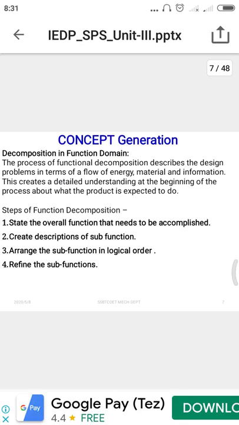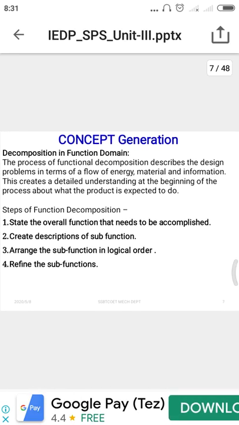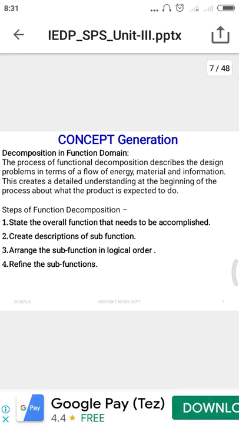The process of functional decomposition describes the design problems in terms of a flow of energy, material and information. This creates a detailed understanding at the beginning of the process about what the product is expected to do. Steps of function decomposition. Number 1, state the overall function that needs to be accomplished.